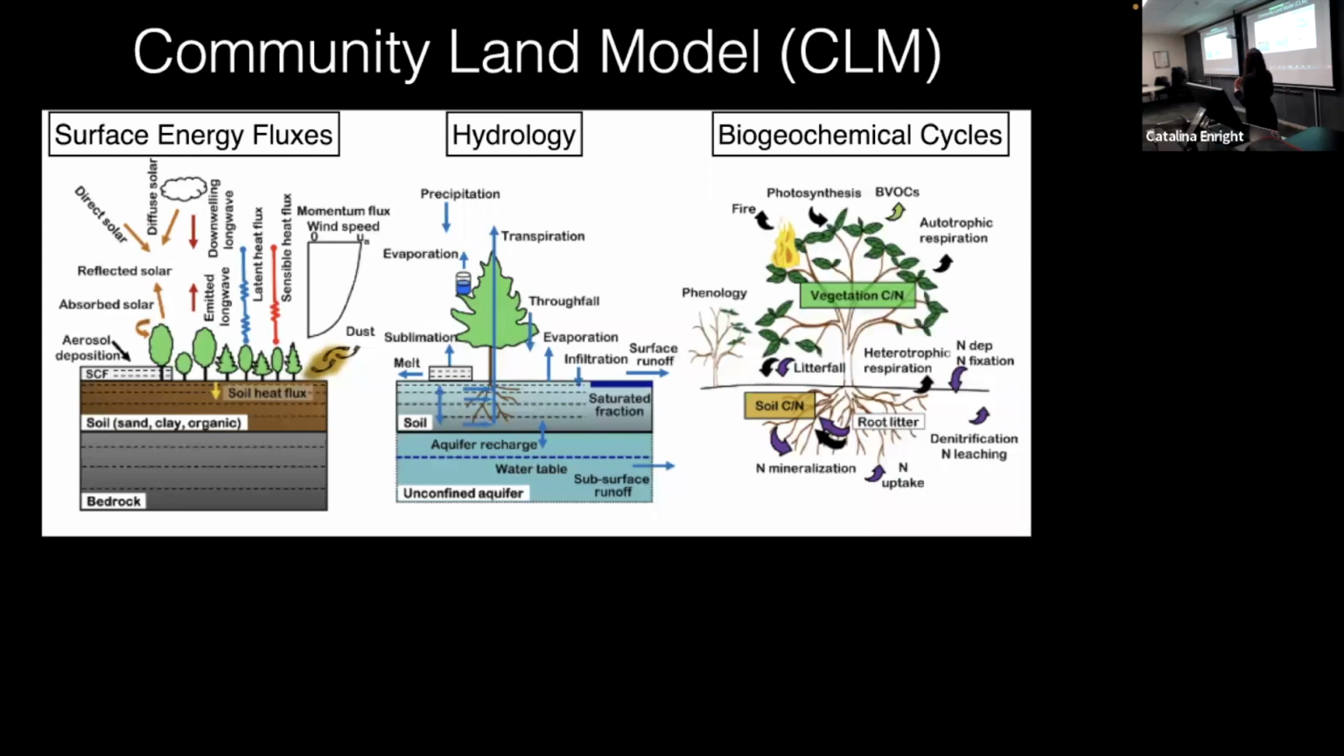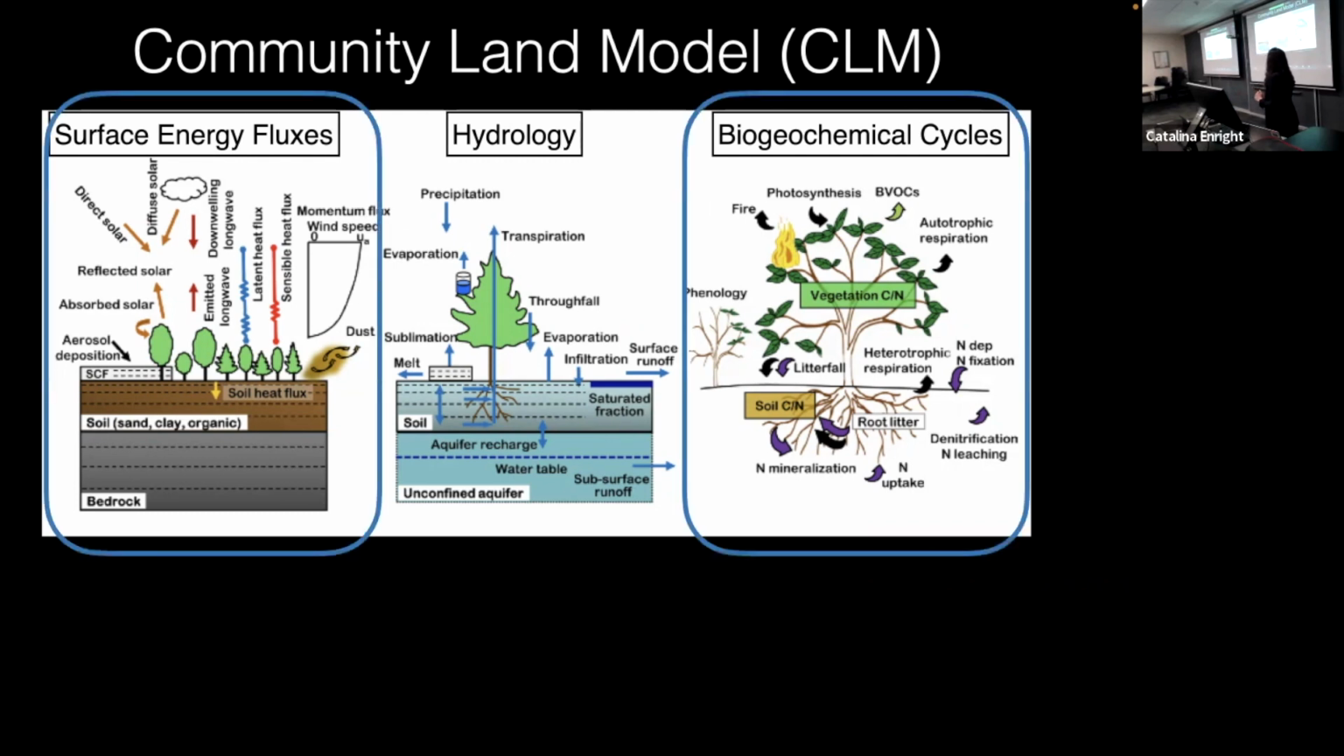So I want to highlight really quickly that the land component of this Earth system model is the Community Land Model, which we call CLM. So I will be using CLM. CLM includes a suite of ecological processes. I'm not going to go through all of these, but I want to highlight that these are broadly categorized as surface energy fluxes, hydrology, and biogeochemical cycles. Today, I will focus mostly on surface energy fluxes and biogeochemical cycles. I don't do as much work with hydrology, but there is a lot of hydrology included in these models, if you're interested.